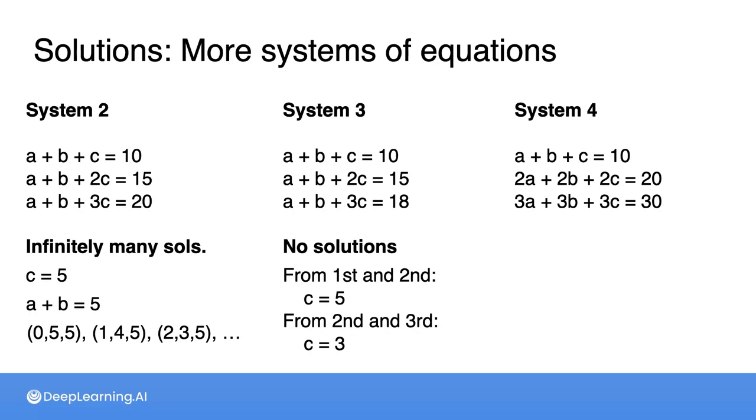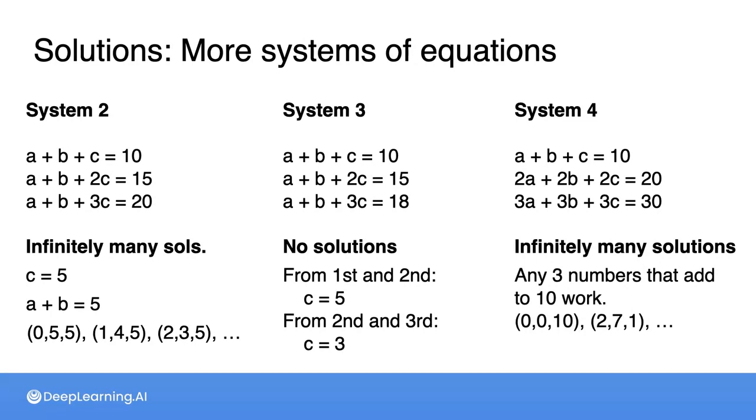What about system 4? Well, system 4 has infinitely many solutions. Why? Because as you can see, the second equation is 2 times the first one, and the third equation is 3 times the first one. So the first one is really the only equation here that matters. Or equivalently the second or the third, but only one of them matters. So any 3 numbers that add to 10 would work. So for example, 0, 0, 10, 2, 7, 1, 9, 1, 0, any 3 numbers that add to 10 are a solution, so we have infinitely many solutions.